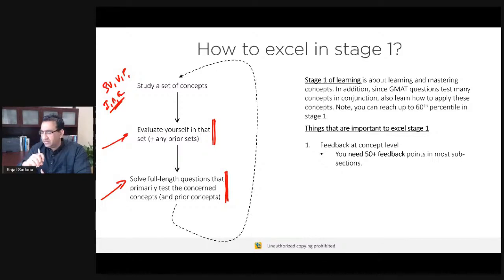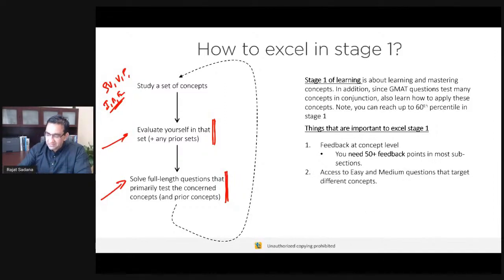Okay, so what's important to excel in stage 1? The first thing is feedback. You really need feedback. Very few people just blindly read a book and excel at a conceptual level. For most people, you need about 50 to 60 feedback points to do this.